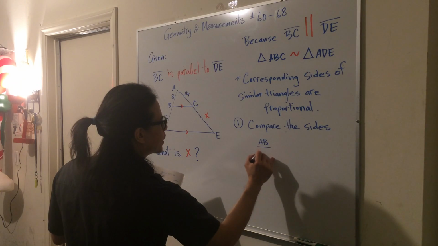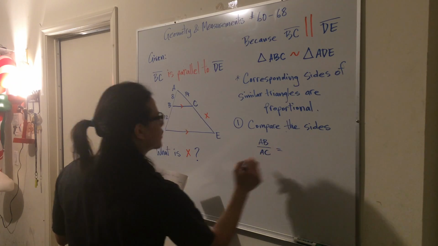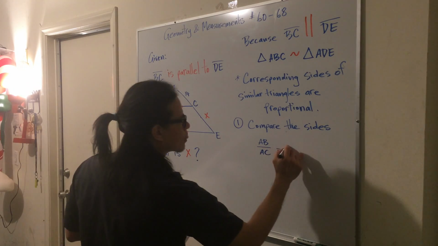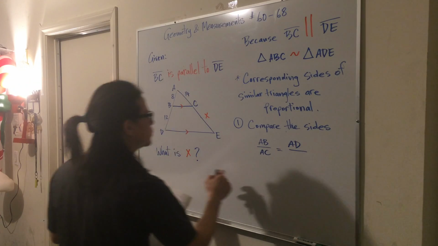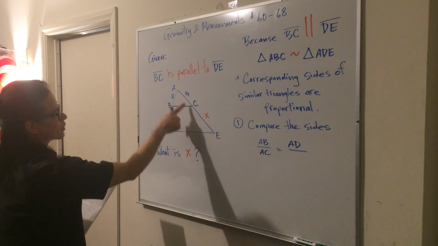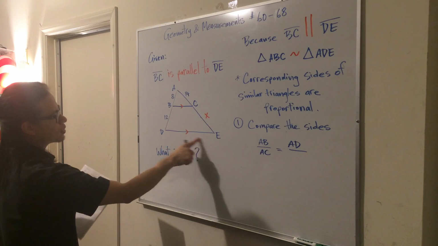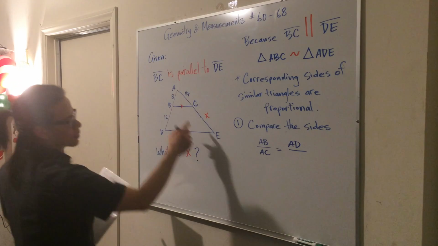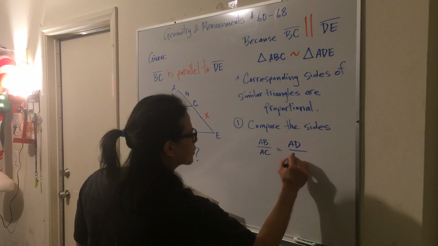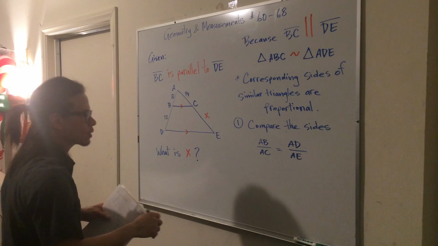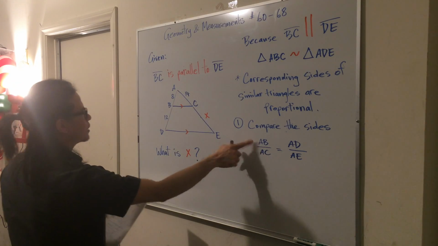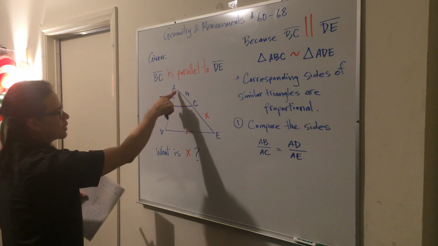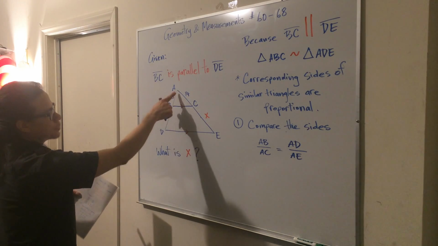So we'll compare AB to AC, and then we'll compare AD to AE. I'm not even going to bother with the bottom here because I don't know the numbers there. So I'm going to record AE here for the bottom. Make sure this makes sense, because we're comparing AB to AC, and then AD to AE.